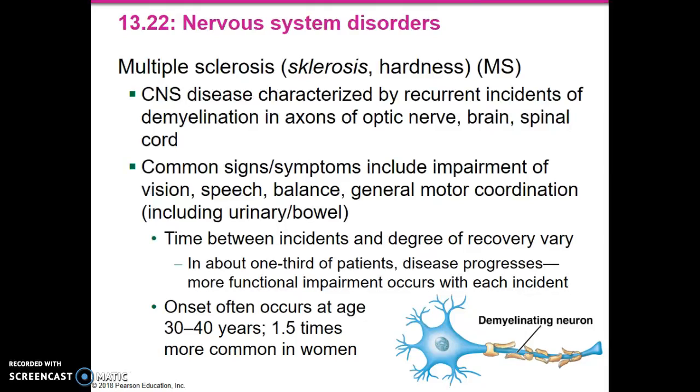Multiple sclerosis, or MS, is a CNS disease characterized by recurrent incidents of demyelination of axons of the optic nerve, the brain, and spinal cord. And so, depending on where the demyelination is, the symptoms would occur. The disease often progresses. Onset is ages 30 to 40, and it's 1.5 times more common in women.